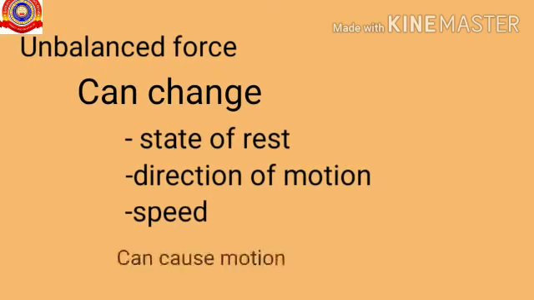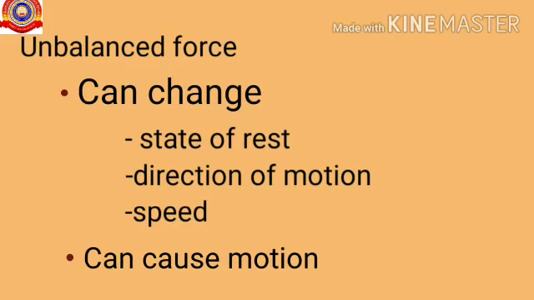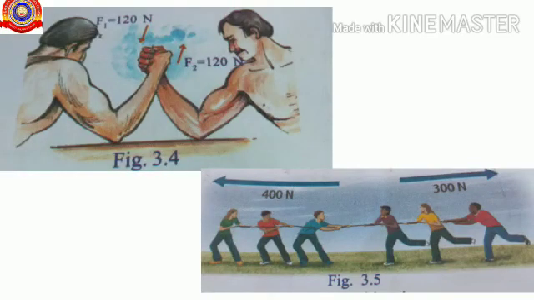Unbalanced force can change the state of rest, the direction of motion and the speed, and it can cause motion. It can cause a stationary object to move and a moving object to rest. So that's about balanced and unbalanced force. Here are two figures from your textbook, figure 3.4 and figure 3.5. Try to find the resultant force here. That's your homework.